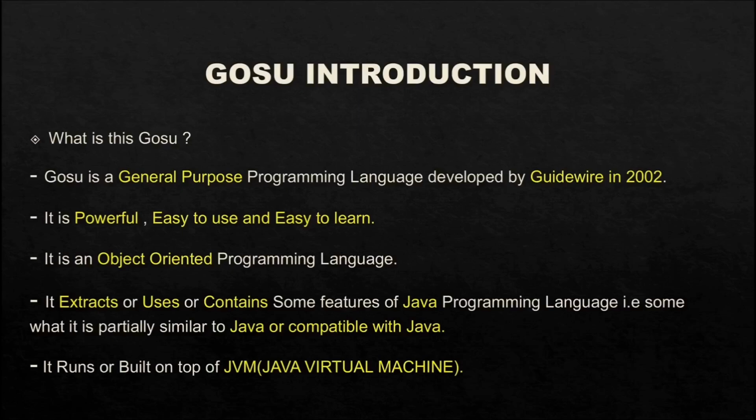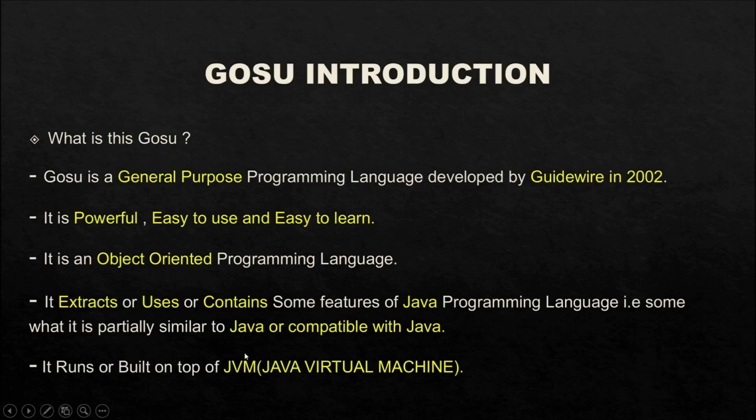In the market there are some other object oriented programming languages available. Those are C++, Java, Python, etc. But this language is very much closer to Java programming language. In the next line you can see it extracts or uses or contains some features of Java programming language. That is, it is partially similar to Java, or it is compatible with Java programming language. So this Gosu programming language is very close and it is compatible with the Java programming language.